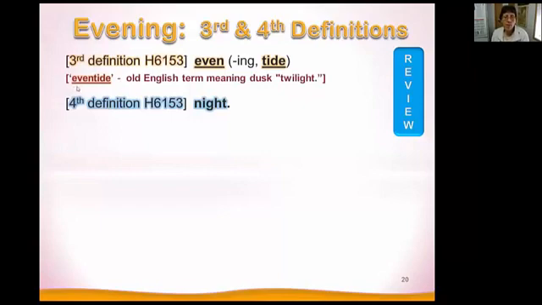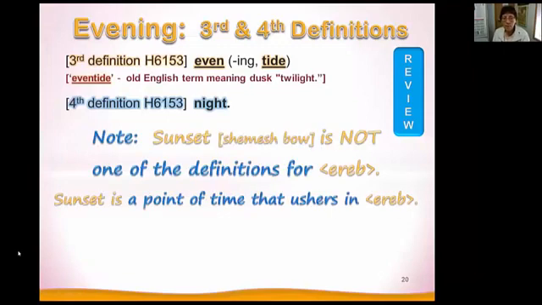He lists the first definition as dusk. This one is eventide, but it basically is dusk. And then he has a fourth definition of night, 6153. Remember, I already showed you 4 scriptures where the word night is listed as 6153 instead of as Lael.